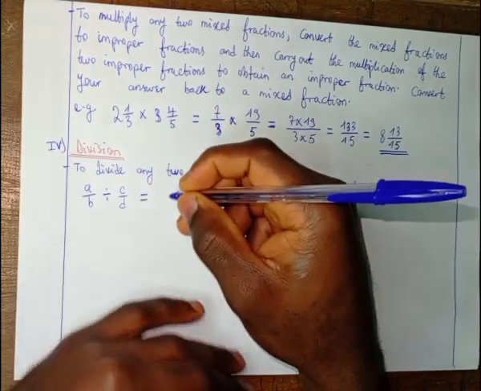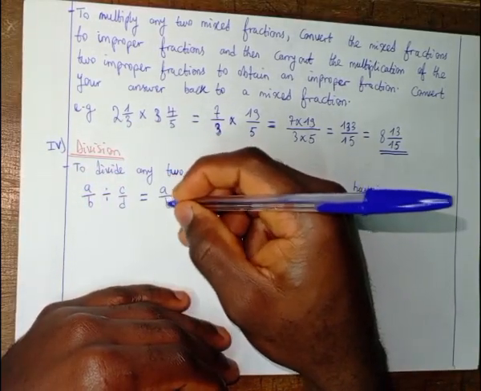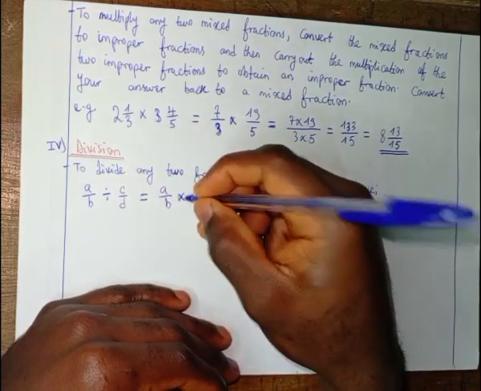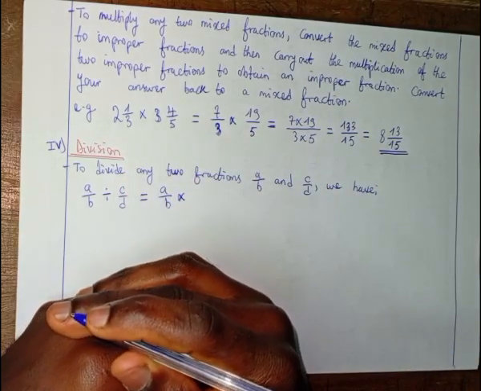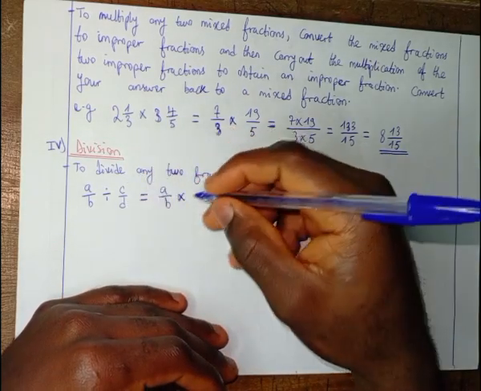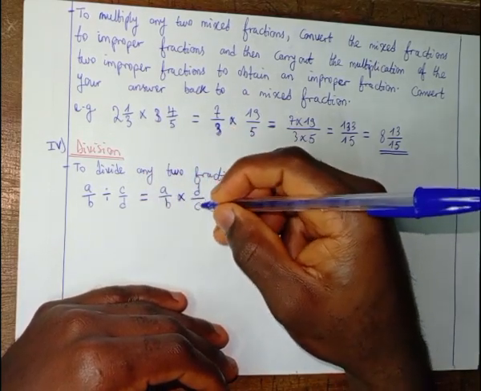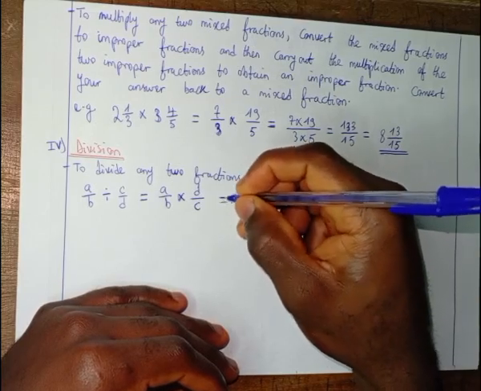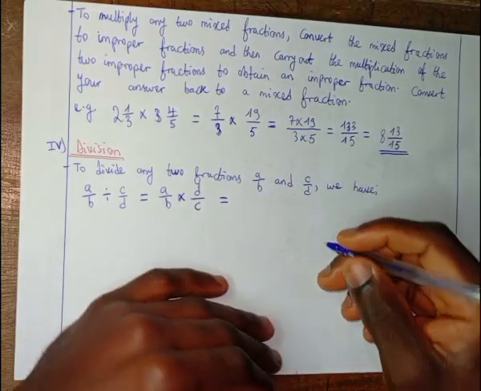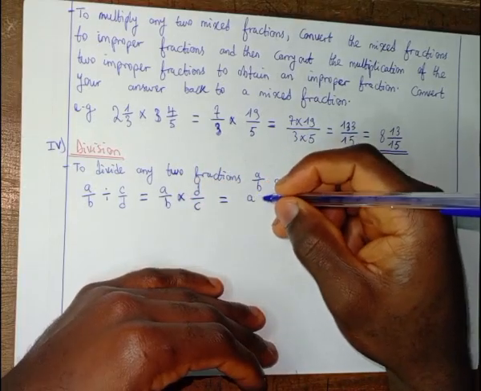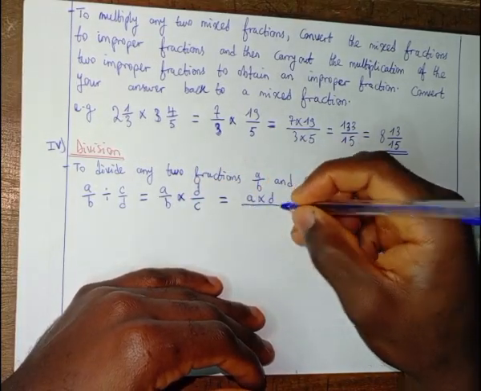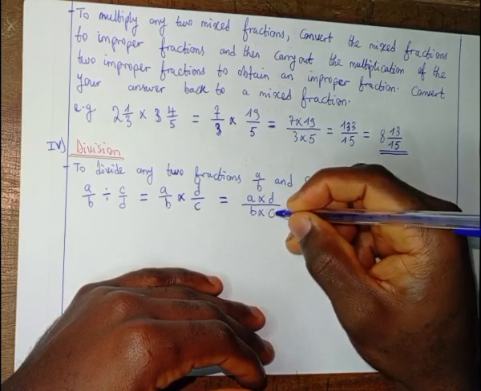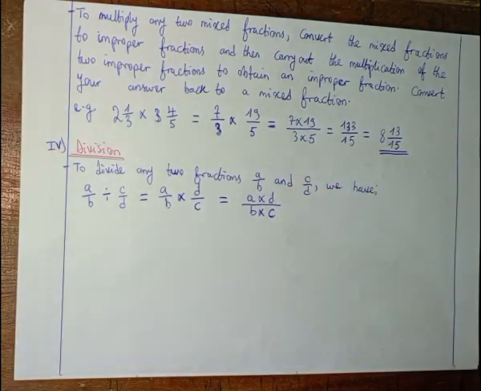This will simply be equal to, we are going to maintain the first fraction, A over B. We change the division sign to multiplication. Then we invert the second fraction. Inverting the second fraction simply means the denominator becomes the numerator and the numerator becomes the denominator. Then we multiply them. So this will simply be equal to A times D for the numerator over B times C. After performing the multiplication, if in case you can further simplify the fractions to put them in the simplest form, then you can proceed in doing that.